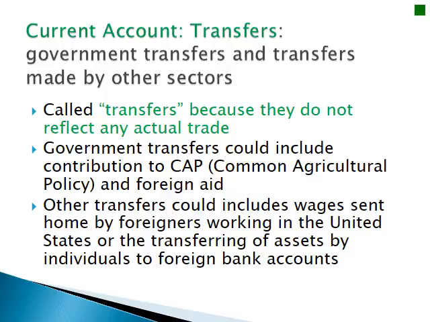There's another current account item, which are transfers. These are government transfers and transfers made by other sectors. They're called transfers because they do not reflect any actual trade. So in other words, money is given without any expectation of receiving goods or services in return. So government transfers could include contributions to the Common Agricultural Policy and foreign aid. Other transfers could include wages sent home by foreigners working in the United States, or the transferring of assets by individuals to foreign bank accounts.